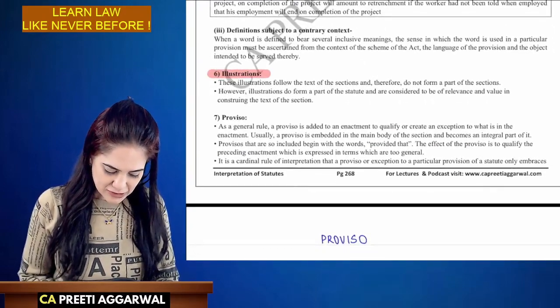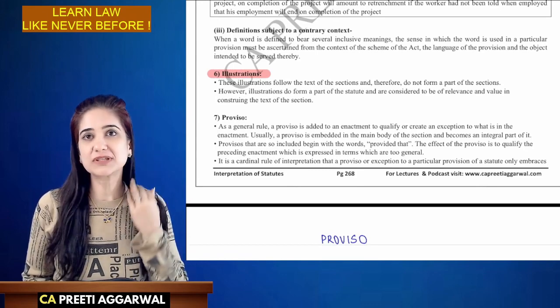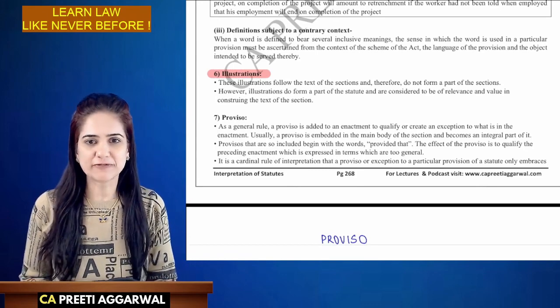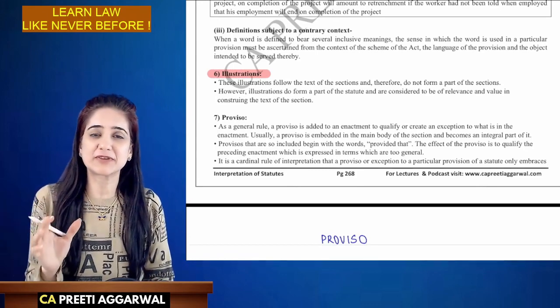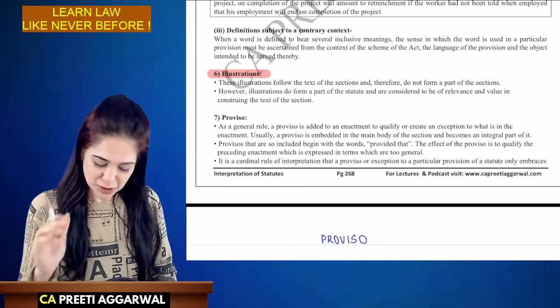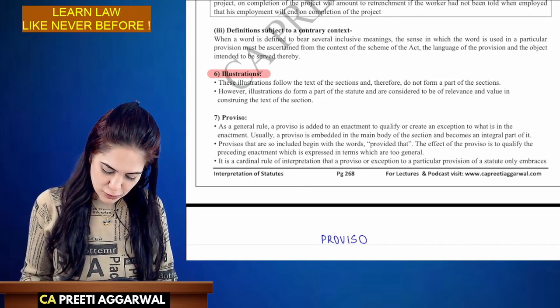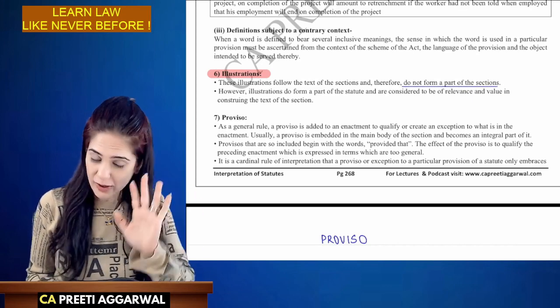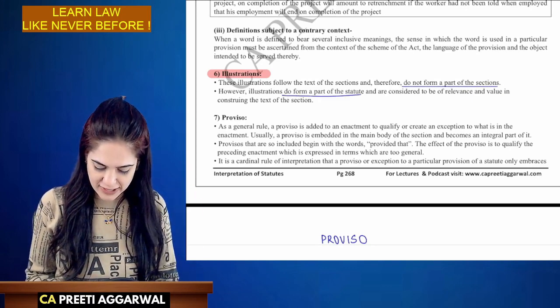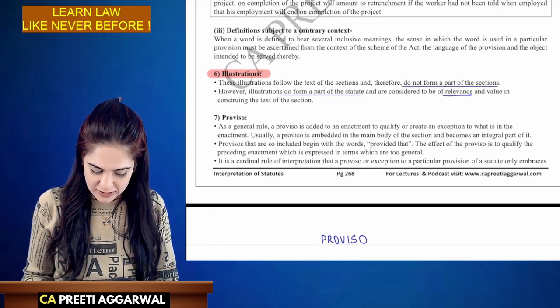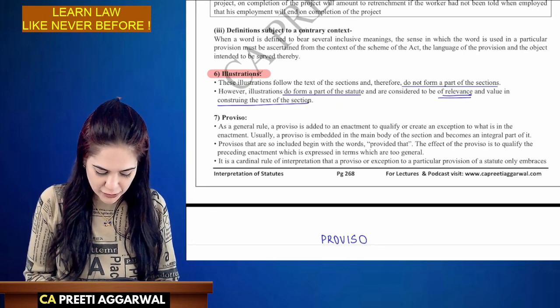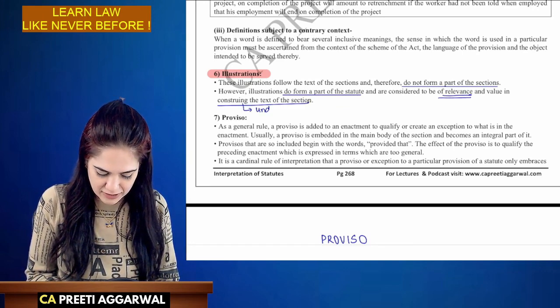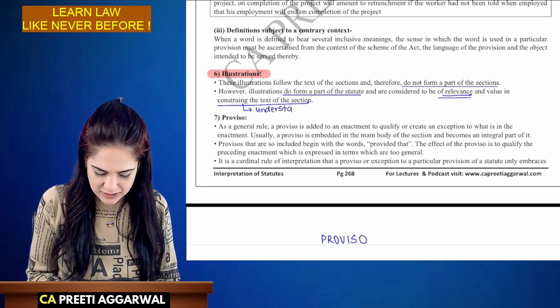Illustrations. Illustrations are examples. If you see the Contract Act, you will find many examples given to understand the section. They do not form part of the section. They, however, form part of the act, that is, the statute. They are relevant because they help in construing and understanding the text.